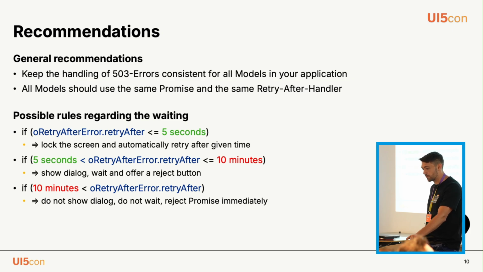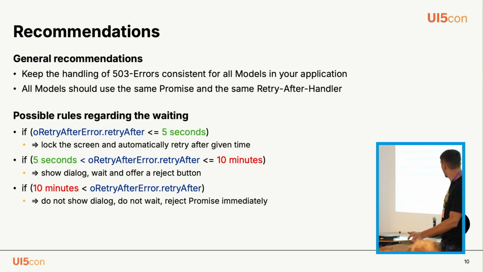Secondly, and that correlates with the first point, you want to register the same retry-after handler for multiple models and optimally use the same promise. In case the first model runs into the retry-after process first, and the second model sends another request, which would also run into retry-after, you wouldn't want to show, for instance, two dialogs, two times the same dialog. If a promise is already present, you want to reuse it, maybe.